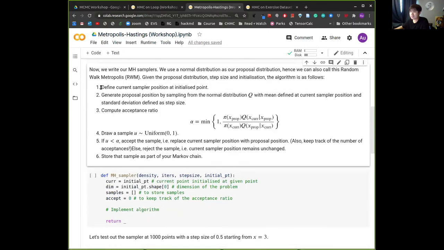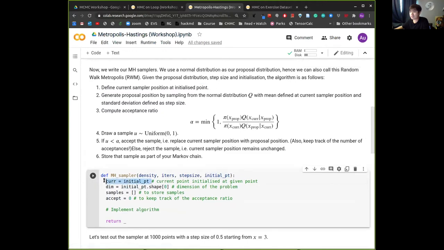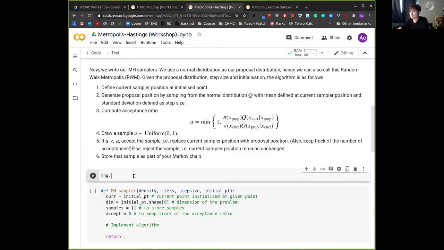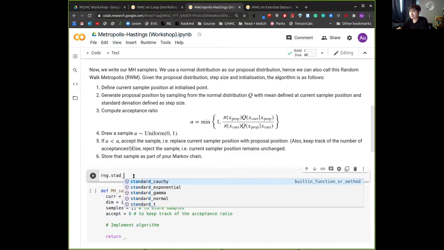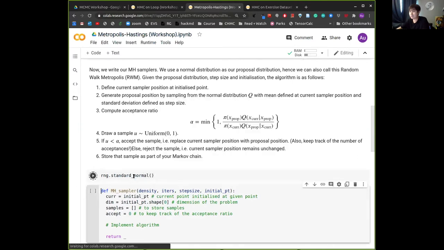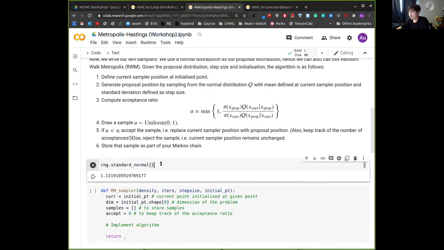Again, the first step is to define my current position as the initial point. This is done for me. For current, I just use the name cur. You can use something else if you want to. Then I generate a proposal by sampling from a normal distribution. Just for everyone to see, you can sample from a normal distribution using rng.standard_normal. It's just sampling a number from a standard Gaussian, meaning mean zero and standard deviation of 1.